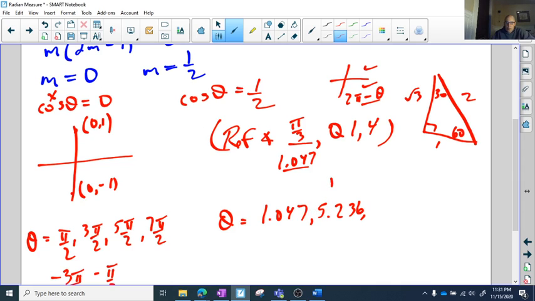So I'm going to plus and minus 2 pi. So we're allowed 2 full positive rotations. So I'm going to add 2 pi to each of these. Plus 2. So if I add 2 pi to this one, I get 11.519. Now if I add 2 pi to this one, I get 7.330.